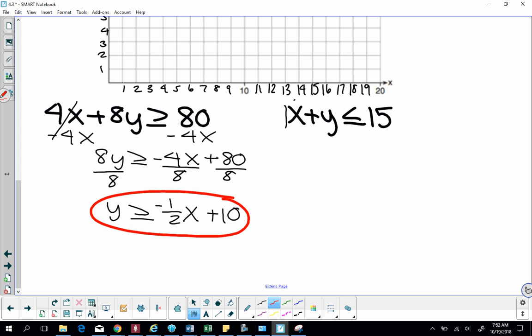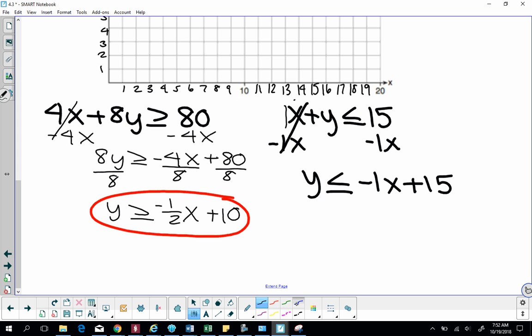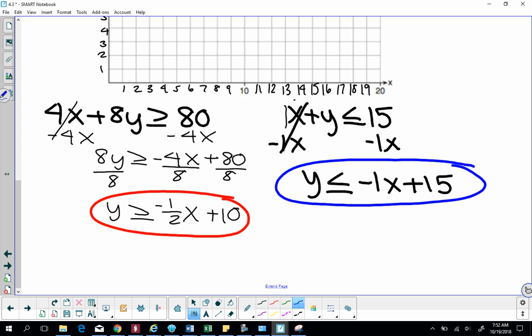The second one, you only need to do one little switch, which is subtract 1x on both sides. And you should have gotten y is less than or equal to negative 1x plus 15. If you divided by 1, you should have still gotten that. You don't have to do that.